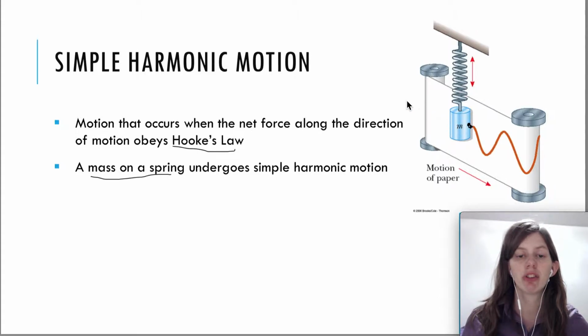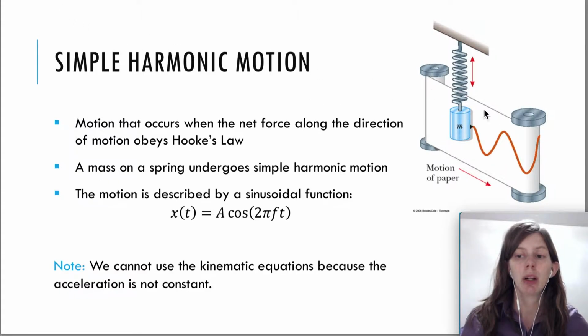And you can see the shape of this motion. The shape of this motion is sinusoidal. It turns out that whenever something undergoes simple harmonic motion, the motion can be described by a sinusoidal function, which is either a sine wave or a cosine wave. We're going to use a cosine wave. Some books do it with a sine wave. It works just the same way. I just choose to use the cosine wave. So we're going to be talking about this equation very soon.